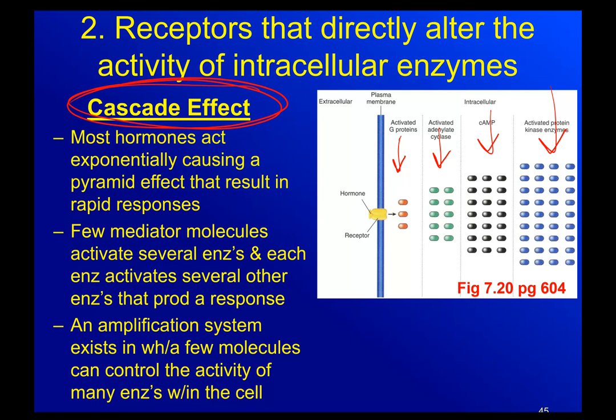Few mediator molecules activate several enzymes, and each enzyme activates several other enzymes to produce a response. This amplification system exists in which just a few molecules can actually control the activity of a lot of enzymes. Remember I said, as long as the affinity is there, you don't necessarily need a ton of hormone. Well, it's kind of the same thing. As long as I've got this amplification happening, I'm amplifying that reaction with each step, I'm going to get a big, huge reaction, even if I've only activated a few of these.